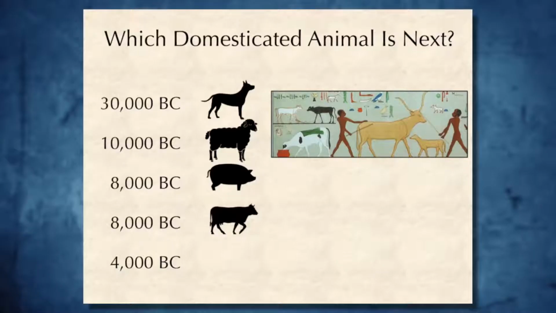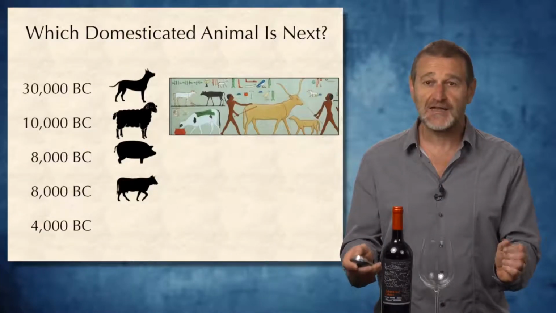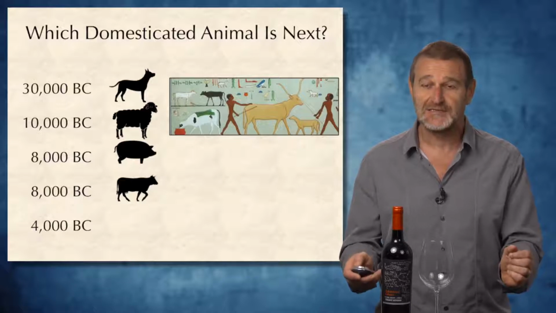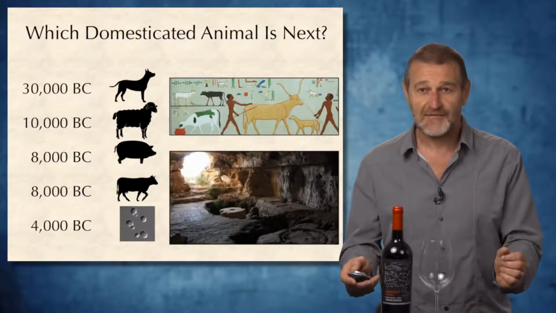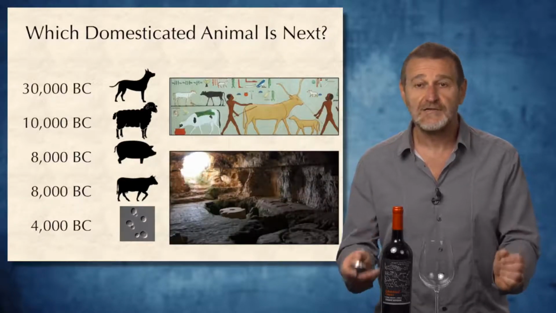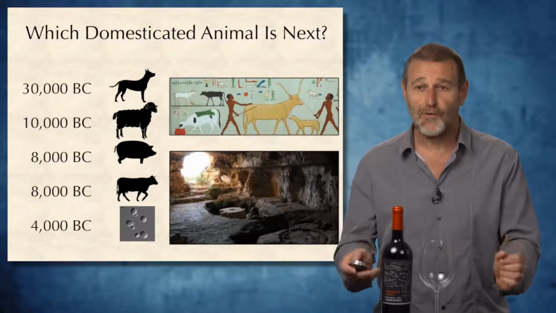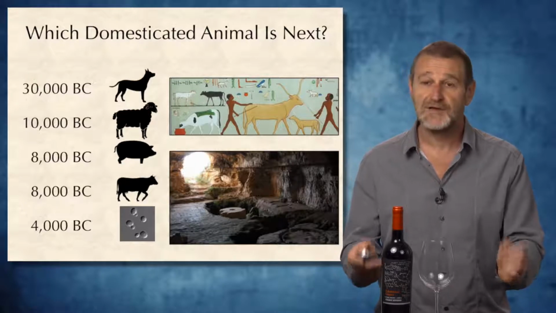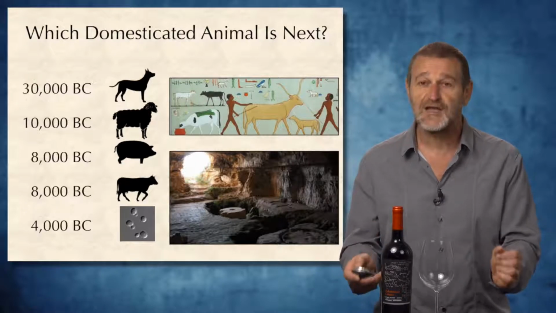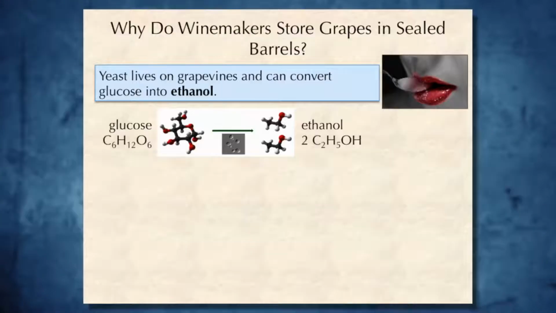I'll start with the question: which domesticated animal is missing on this slide? And of course, you already know the answer, since the whole lecture is about yeast. It is yeast. In fact, 10 years ago, scientists found an Armenian cave equipped with all winemaking equipment, including even stone cups for wine drinking.